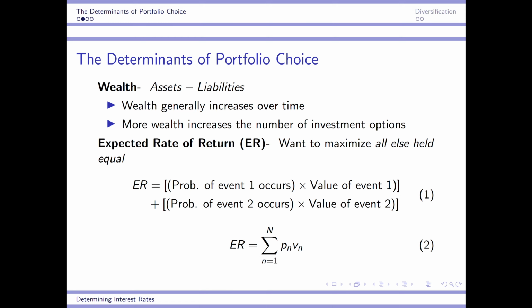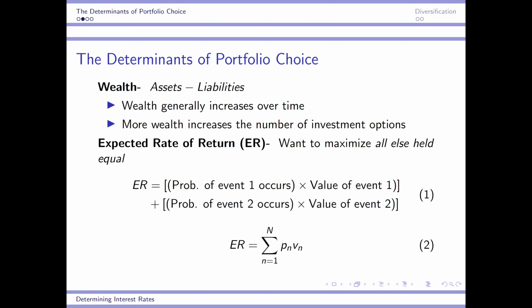So, if you remember back from chapter 2, your wealth is defined as your total assets minus your total liabilities. And there's two stylized facts about wealth that economists use. First is that it generally increases over time for investors. So, for example, us as college students, we don't have as much accumulated wealth now as what we're going to have 20 years down the road once we graduate, get a stable job, etc.